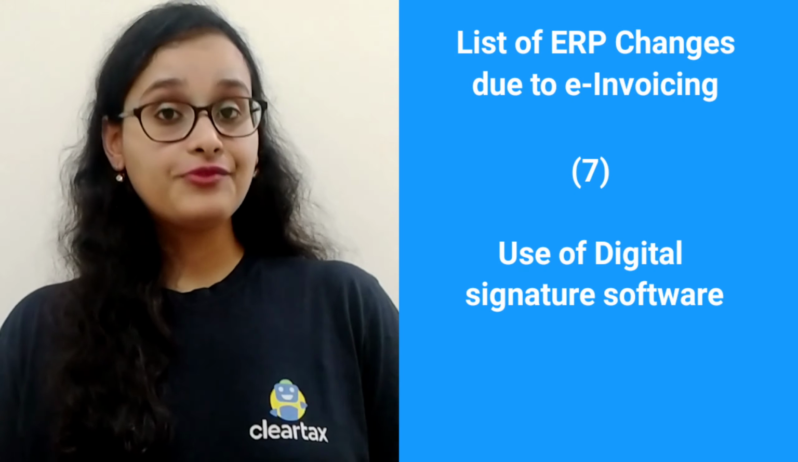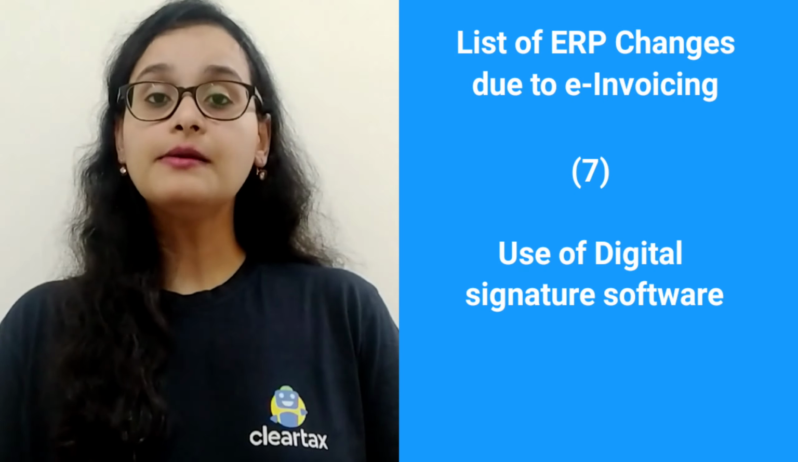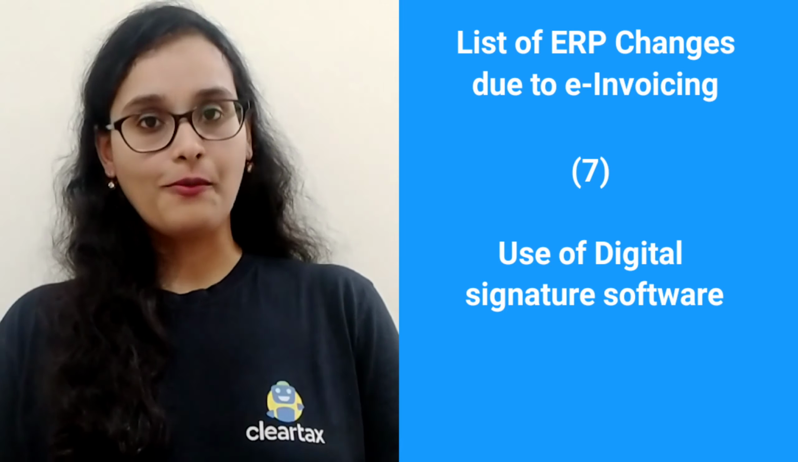Next on the list is the use of relevant digital signature software that is compatible with your ERP and operating system. This is required to electronically sign the invoices once they're authenticated by the IRP so that they can be issued to the respective buyers. Moving on, the ERP system that is integrated with the IRP must be capable of allowing smooth data exchange through the use of APIs, that is application programming interfaces, such as the authentication API, the generate IRN API or cancel IRN API or get GSTIN details API, etc.